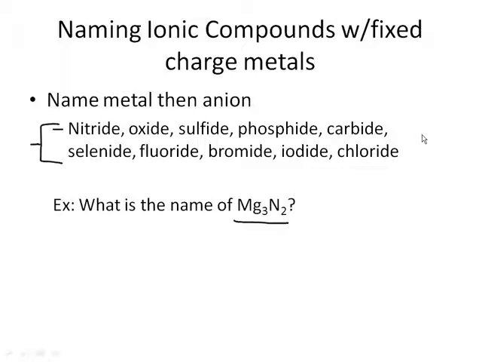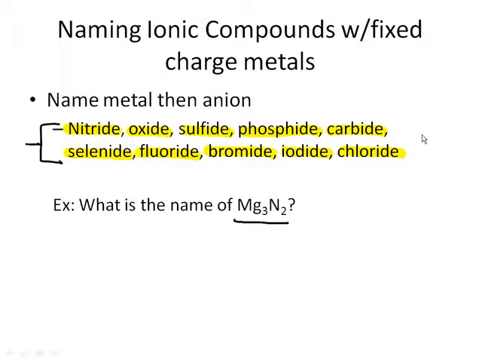So nitrogen has become nitride. Oxygen has become oxide. Sulfur has become sulfide. Phosphorus, phosphide. Carbon, carbide. Selenide comes from selenium. Fluoride comes from fluorine. Bromide comes from bromine. Iodide comes from iodine. And chloride comes from chlorine.